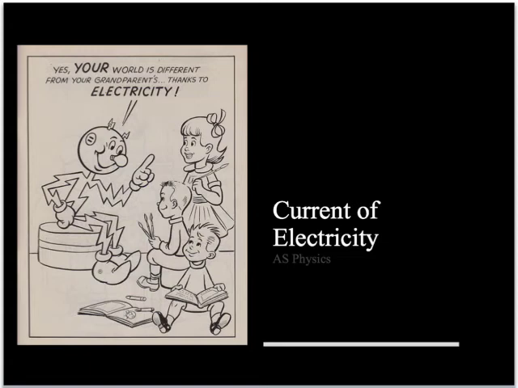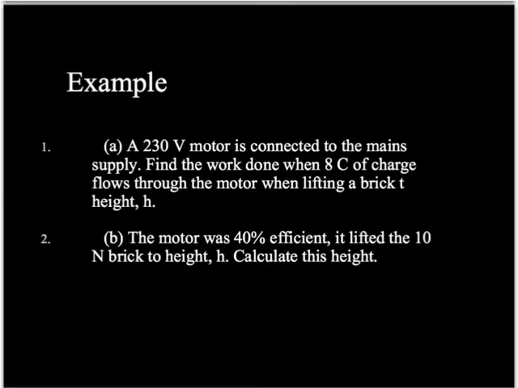Okay, so going to carry on with current of electricity. So here's an example that's in your notes. We've got here a 230 volt motor connected to a main supply. Find the work done when 8 coulombs of charge flows through the motor when lifting a brick to height h.